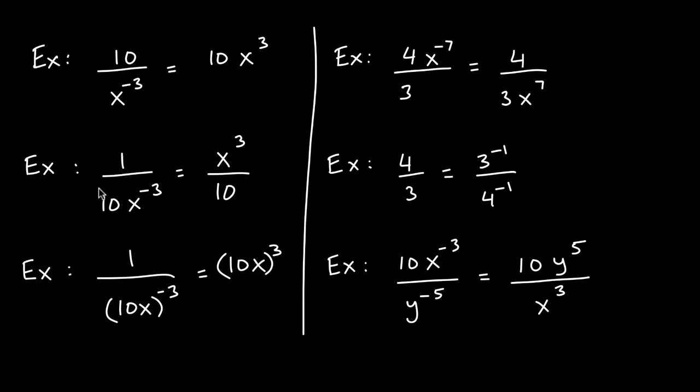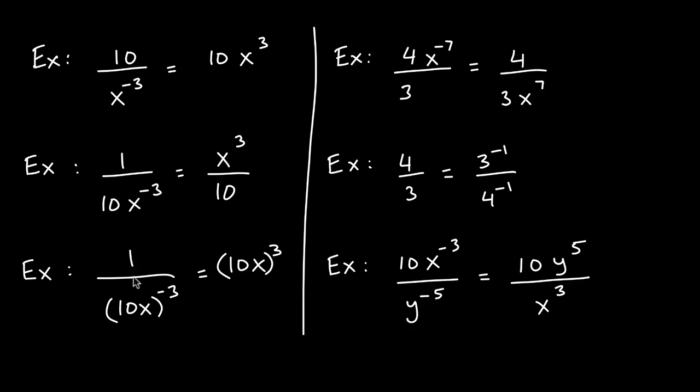Another example, if you have 1 over 10x to the negative 3, notice that I'm only moving the term that has the exponent with it to the top. The 10 stays on the bottom. The 10 does not move. So if I were to take the x to the negative 3 to the numerator, the negative 3 would turn into a positive 3. The x stayed positive, the 10 stayed positive. And if you're wondering, what happened to the 1? When this x to the negative 3 moves to the top, it becomes 1 times x to the positive 3, and that's the same as just x to the positive 3.